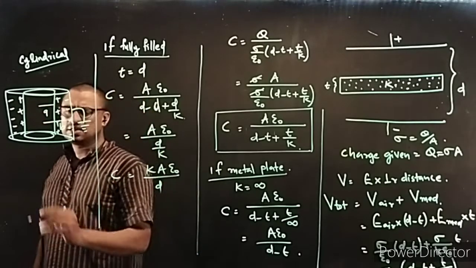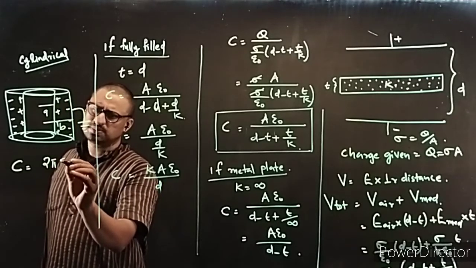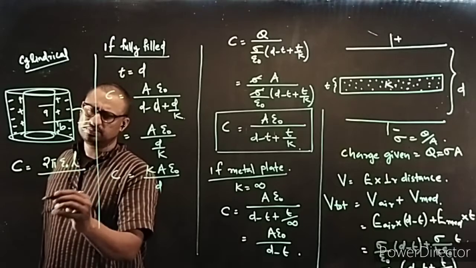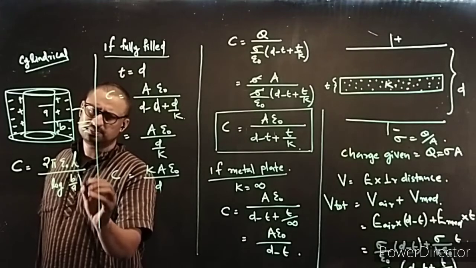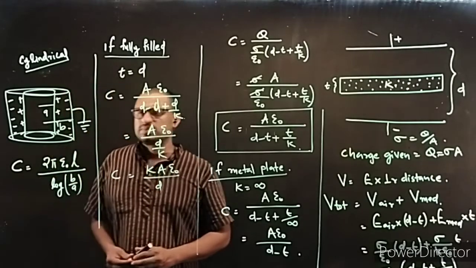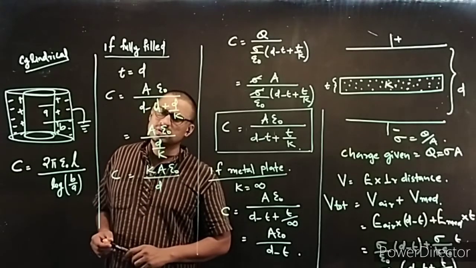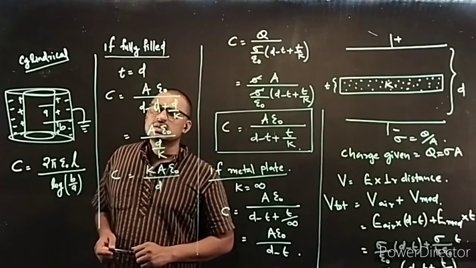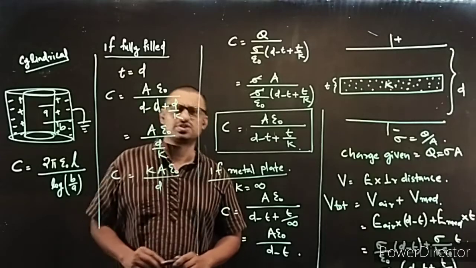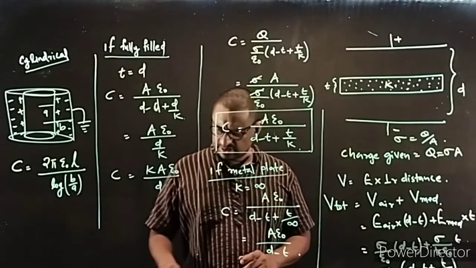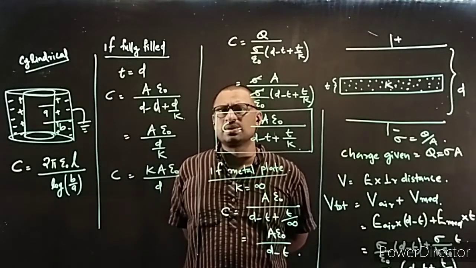The capacity, you just take it as one equation. It is 2 pi epsilon 0 L divided by log B by A. 2 pi epsilon 0 L divided by log B by A. That is the equation for a cylindrical capacitor. Just one expression. Actually, it's not that important, but there is a mention of the cylindrical capacitor in the NCERT book.